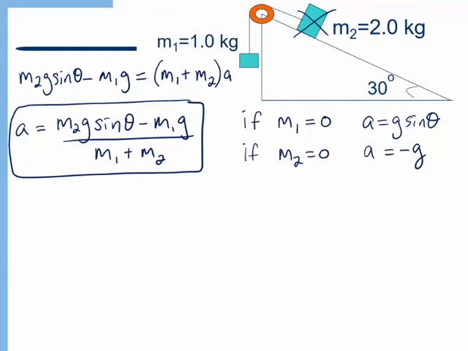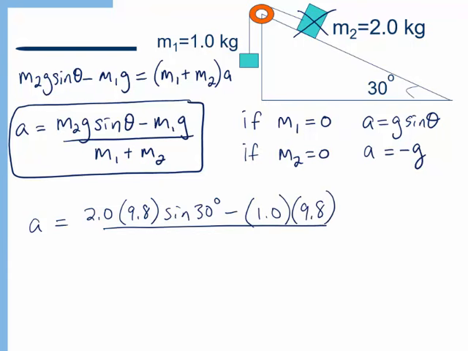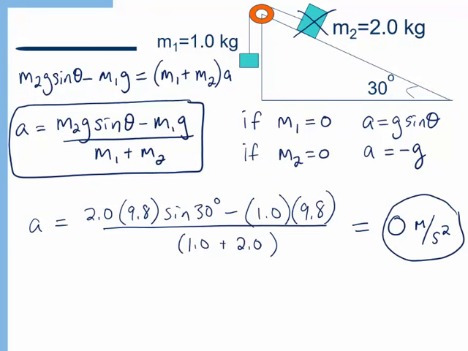To finish off the problem, we now plug in our values. m2 is 2 times 9.8 for g times the sine of 30 degrees minus m1, which is 1, times 9.8, divided by 1 plus 2. Now, if you calculate that, what you'll notice is it happens to come out to 0. When I made up this problem, I just made up kind of random numbers when I did it.